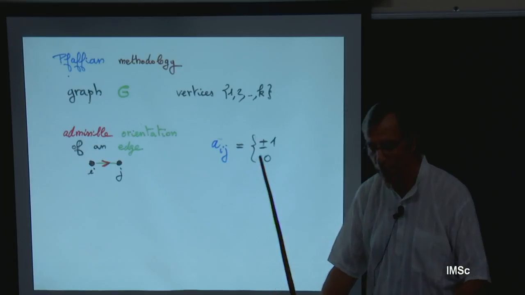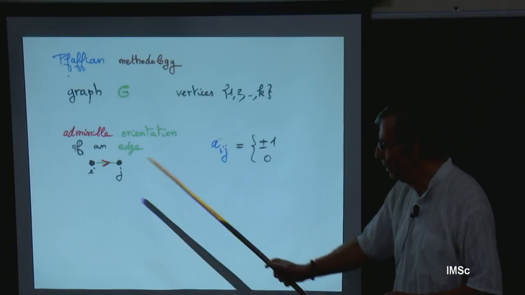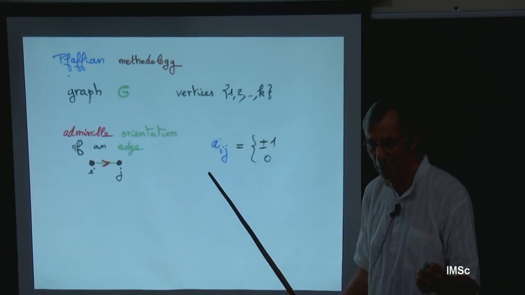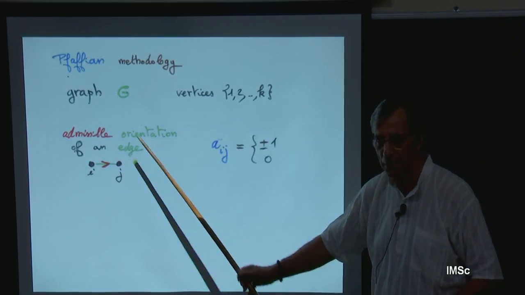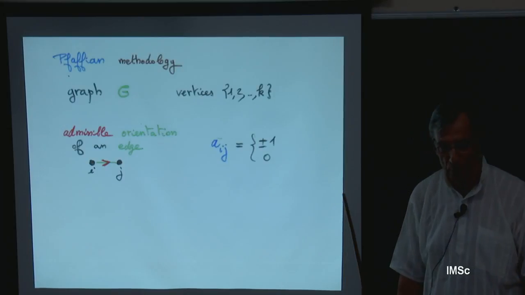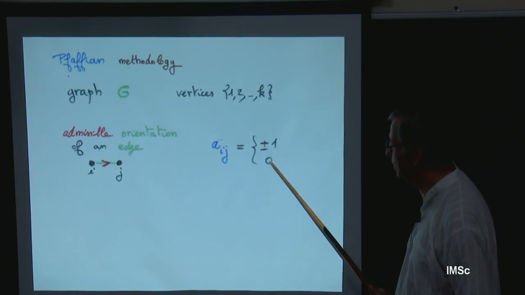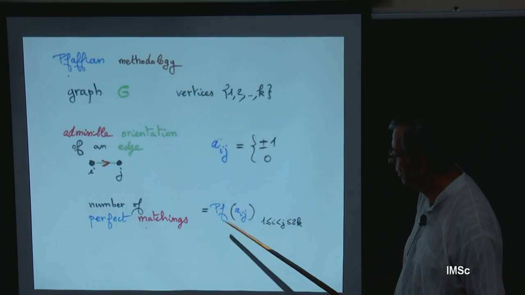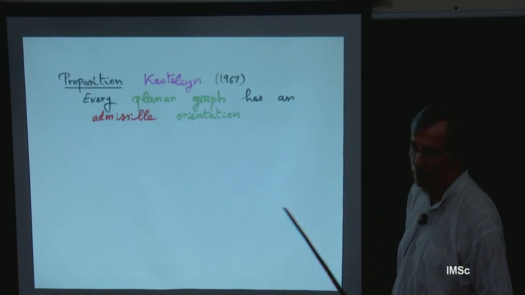So taking the Pfaffian, you have to take -1 to the power the number of crossings. And if you multiply by -1 for each edge in the wrong direction, you must get 1. So we will call an orientation admissible if this is possible. So computing the number of perfect matchings, we use the Pfaffian of a certain tableau with 0, 1, and -1. And then Kasteleyn's theorem tells you that this is possible for any planar graph.